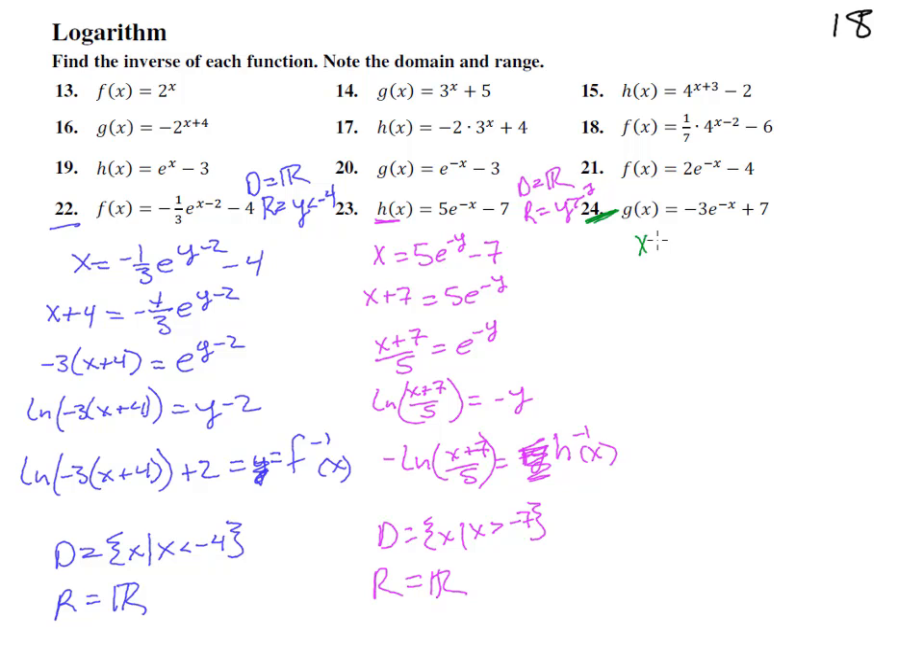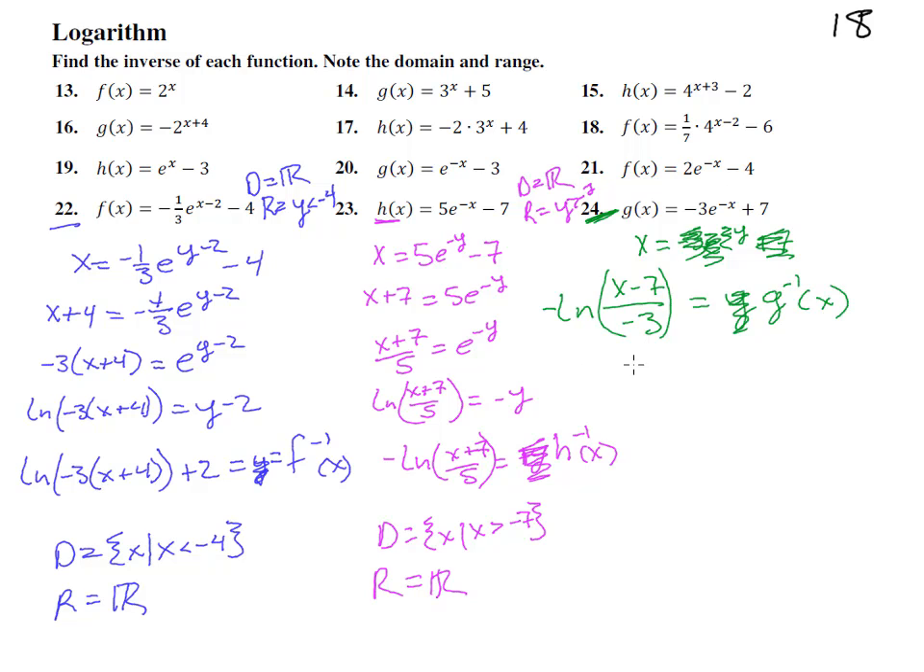g of x, switch the x and the y places: x equals negative 3e to the negative y, plus 7. That will ensure that the x and y coordinates switch places. Subtract 7 from both sides. Divide by a negative 3. Natural log both sides. And times by a negative 1. Ooh, did you follow all of that? We just did it all in one thing. We subtracted 7, we divided by negative 3, we natural logged, then we times by a negative 1, and we're left with y, which in this case is g inverse of x.